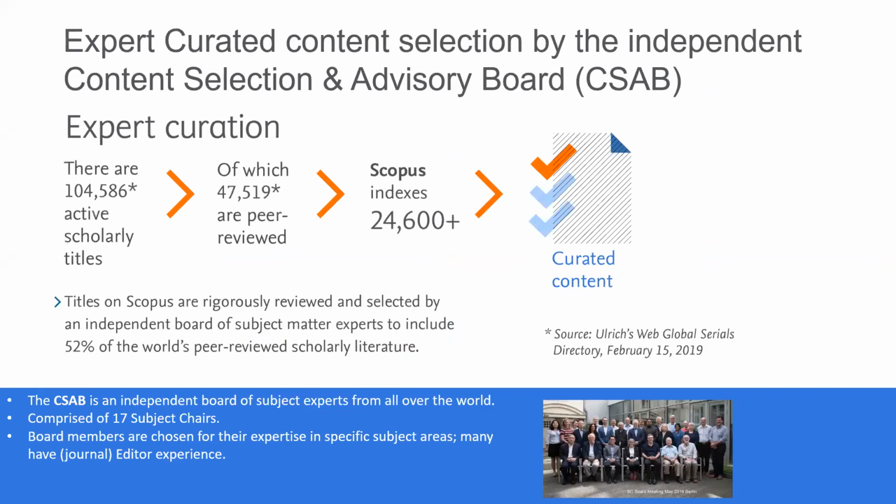So that brings us to Scopus covering, at the moment, and this is a little bit outdated, about 27,000 active journals. That represents almost half of all the peer-reviewed journals that are available worldwide.